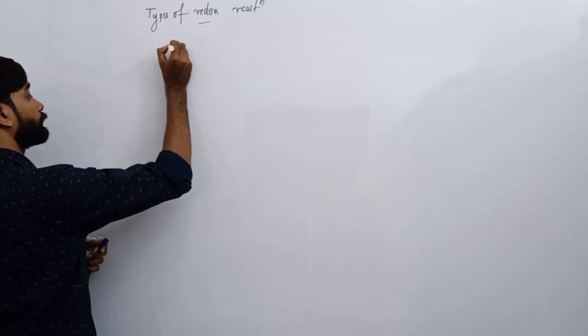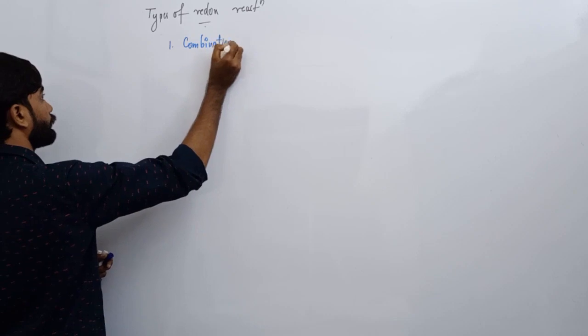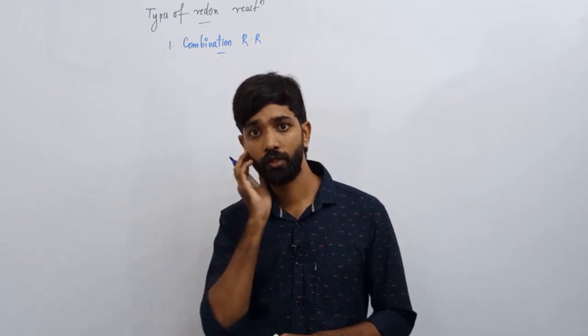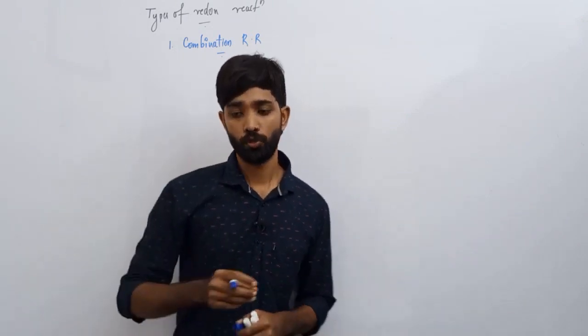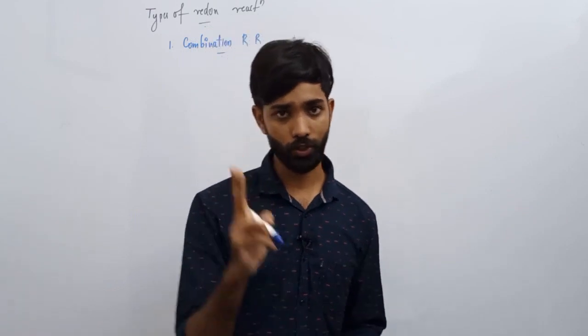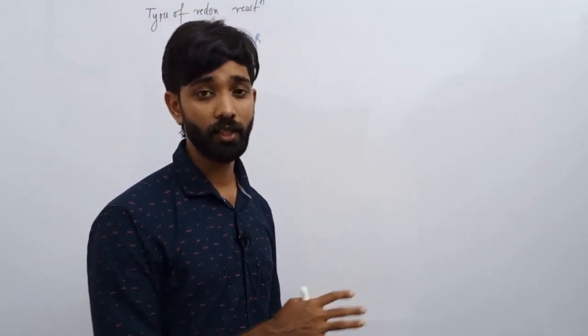So the next category, combination redox reaction. Combination redox reaction means, you know the term combination, it is combining. A combination redox reaction is a redox reaction in which two or more species, which may be elements or molecules, combine. The minimum requirement is two species. It may be two or three, and they together combine to form a single species, a single compound.